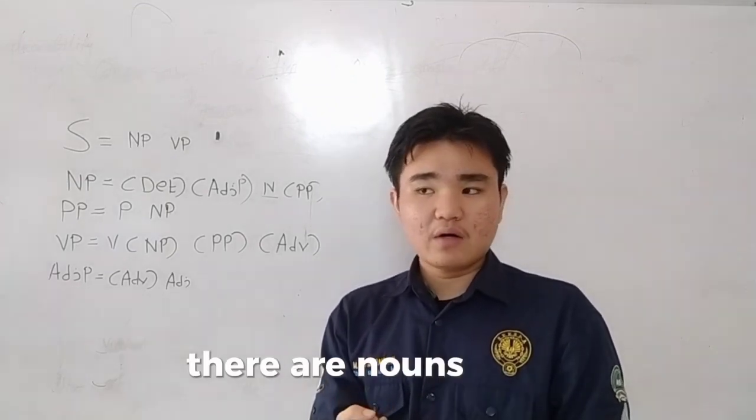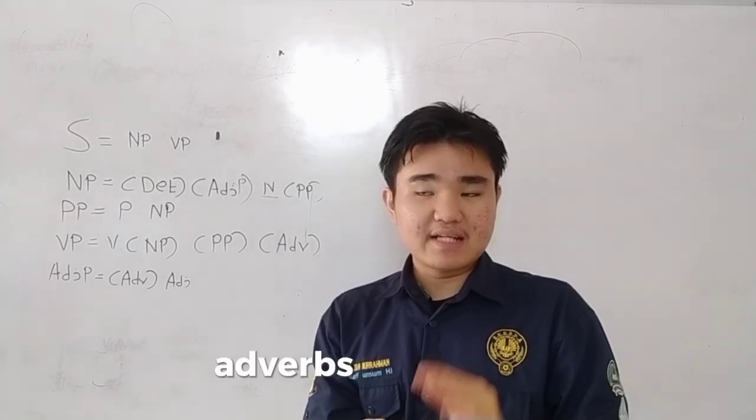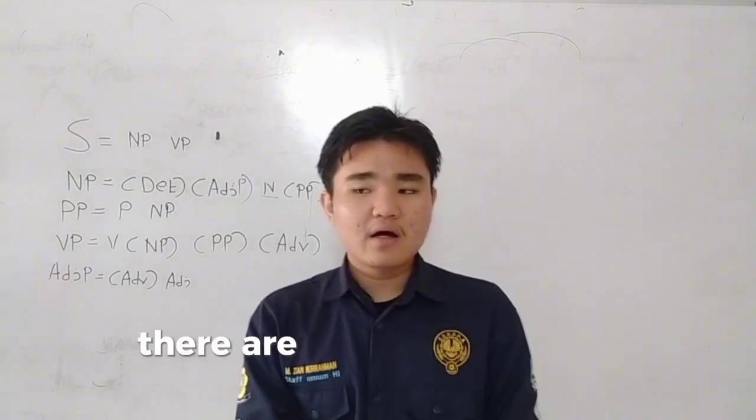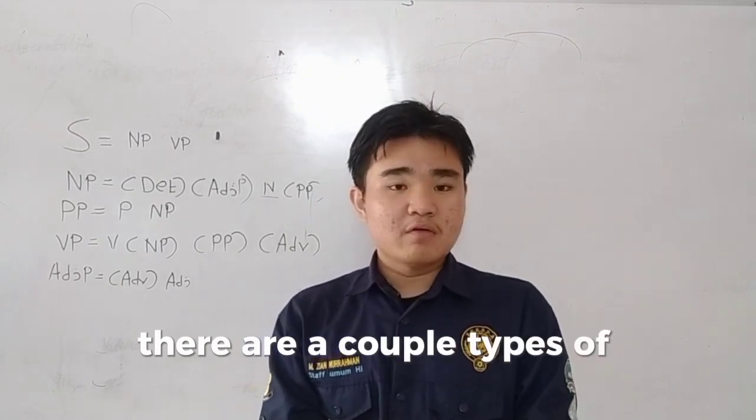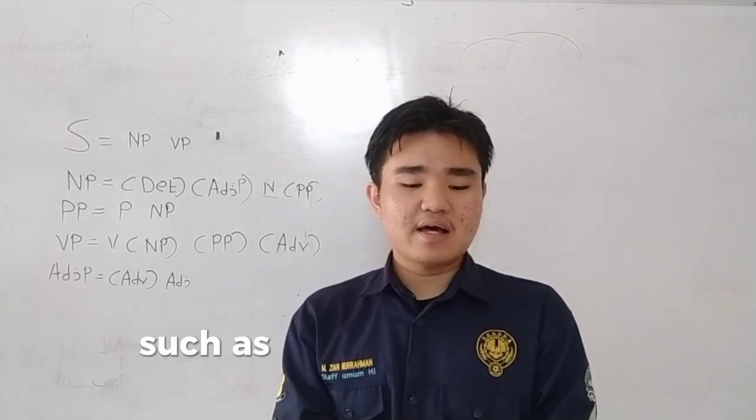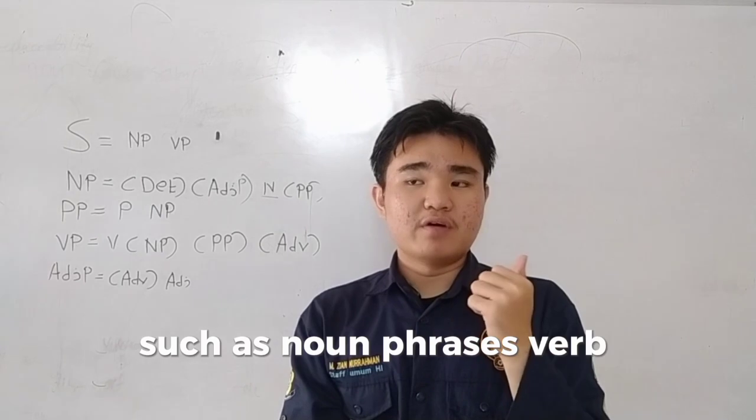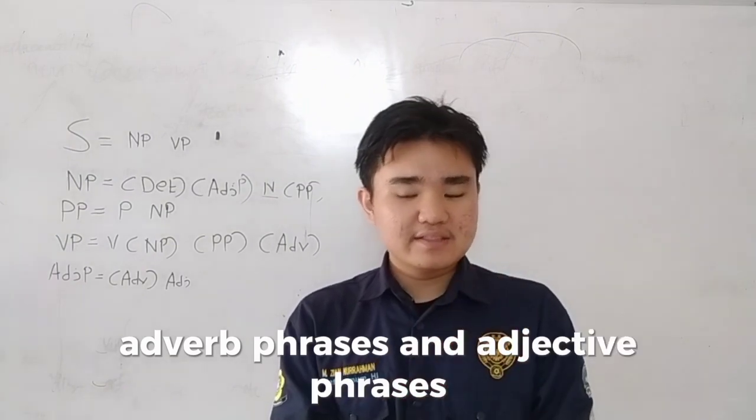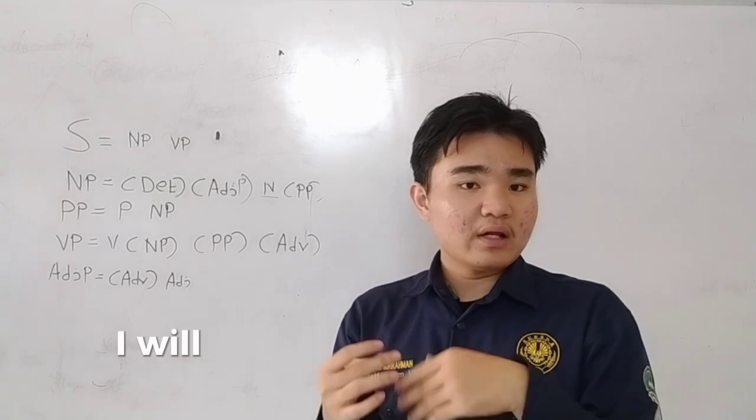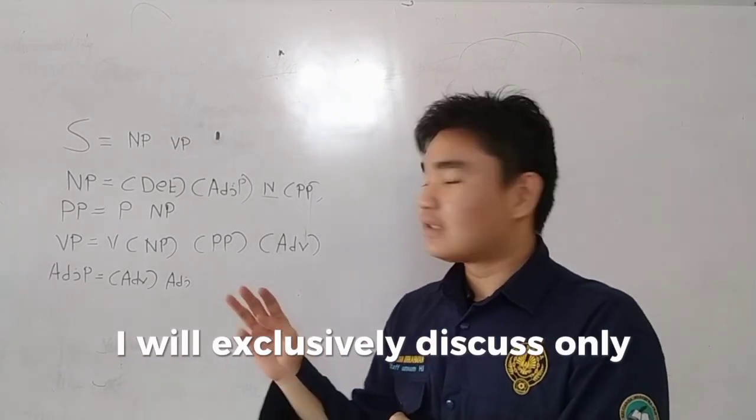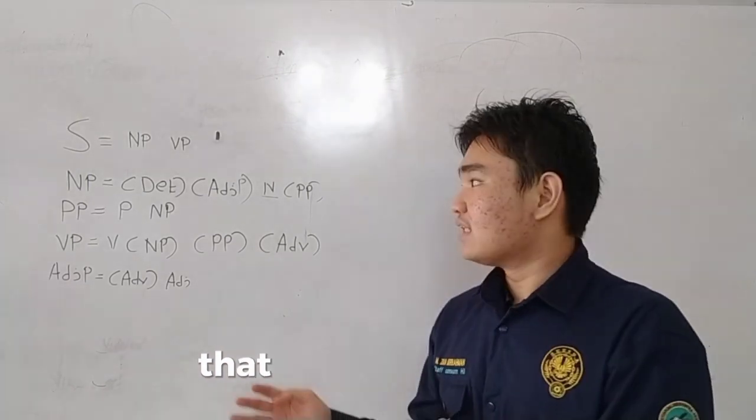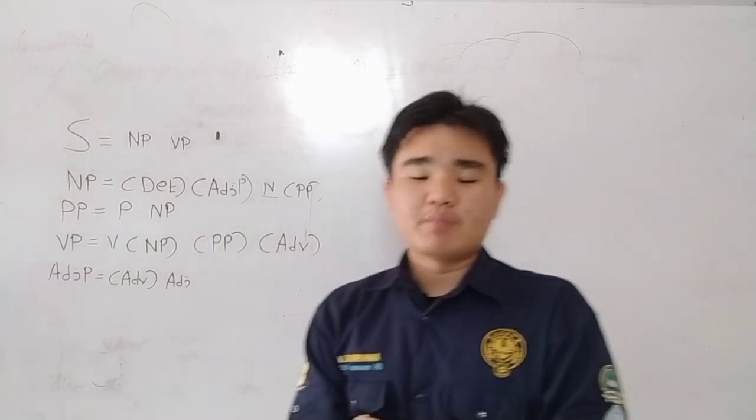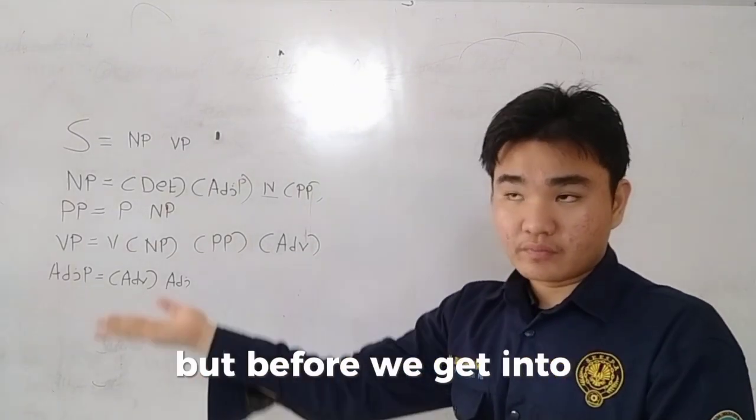There are nouns, verbs, adverbs, adjectives, pronouns, determiners, and adposition. There are a couple types of phrases, such as noun phrases, verb phrases, prepositional phrases, adverb phrases, and adjective phrases. In this video, I will exclusively discuss only three types of phrases, that is noun phrases, verb phrases, and prepositional phrases.